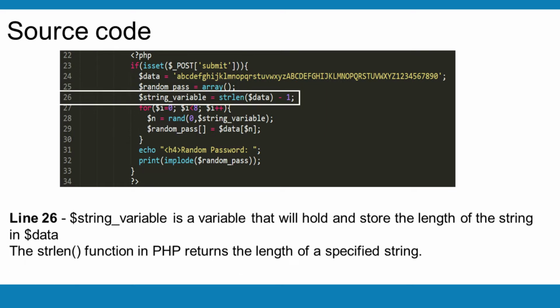Line 26, string_length variable is a variable that will hold and store the length of the string in data. The strlen function in PHP returns the length of a specified string.